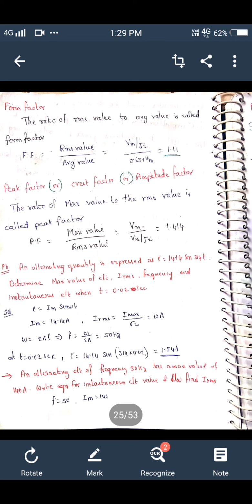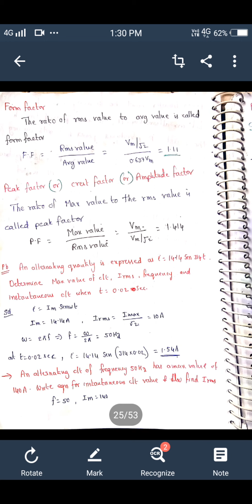Next, a few important terms: form factor. The definition of form factor is the ratio of RMS value to the average value. For one cycle, what is the RMS value? V maximum by root 2. And the average value, for half cycle, is 2 Vm by pi. So Vm by root 2 divided by 2 Vm by pi. If you simplify, you get the value 1.11. It's a standard value. Remember, the form factor for a sinusoidal signal is 1.11. Remember, it is for a sinusoidal signal only. For a square wave, if you examine it, it is different.